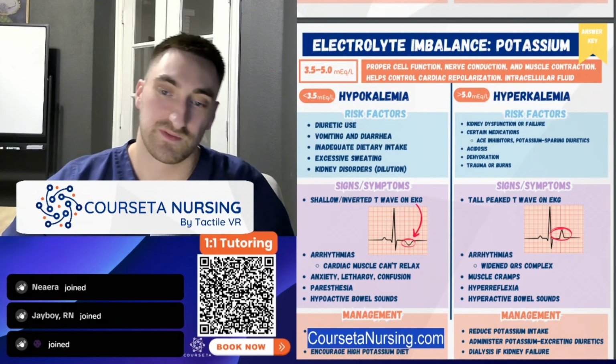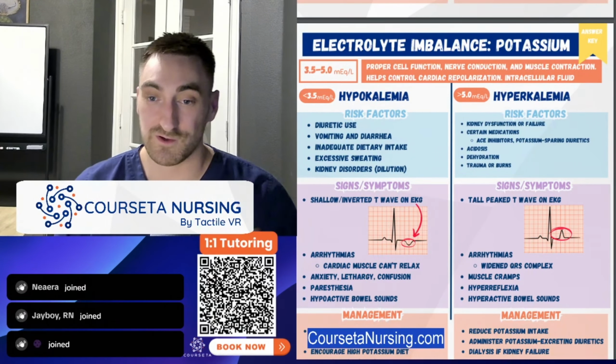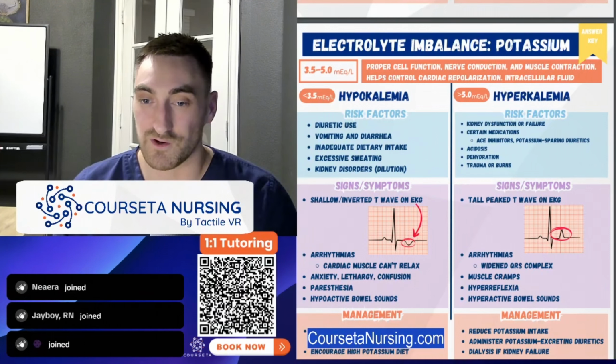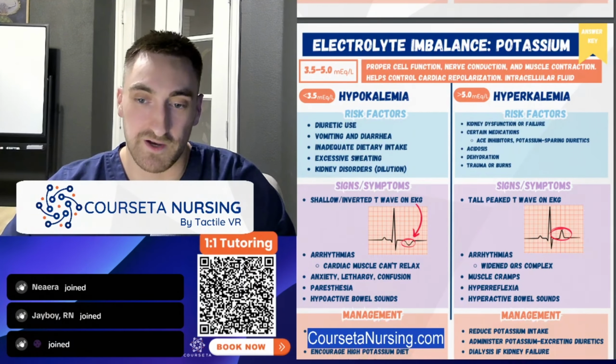Remember that hyperkalemia is a big deal with cardiac repolarization, in other words, relaxation. So when there's too much, your heart is too relaxed. That means it's going to take longer. It's going to be slower. So that's your widened QRS complex. And if you have a widened QRS complex, that's automatically a ventricular arrhythmia, which is pretty serious. You're not getting the correct circulation throughout the body.